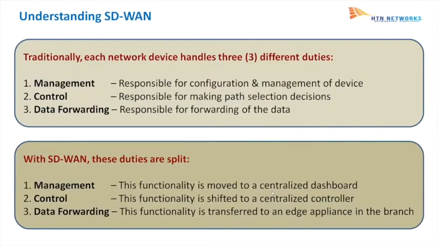Now, just to understand SD-WAN deeply, in the traditional WAN, each network device handles three different duties. One is management, second is control, third is data forwarding. So each device has all these three planes integrated in it. All the networking routers and switches that we have today have all these three functionalities integrated.